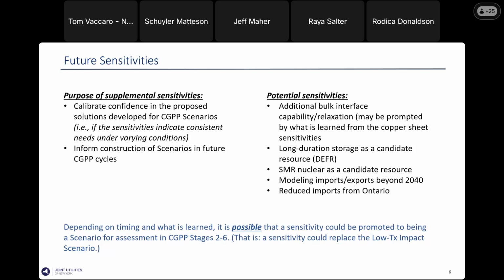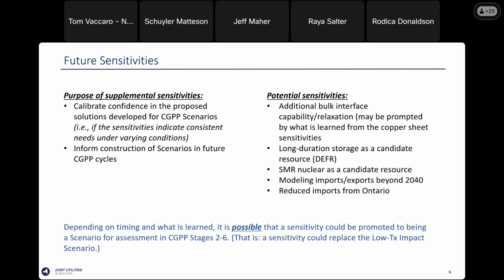Any other comments on the long duration storage as a candidate resource? I know we talked about that briefly previously because this is one of those sensitivities that could really change a build out. We recognize that even without the availability of long duration storage, the model is already building almost all of the renewables it possibly can.